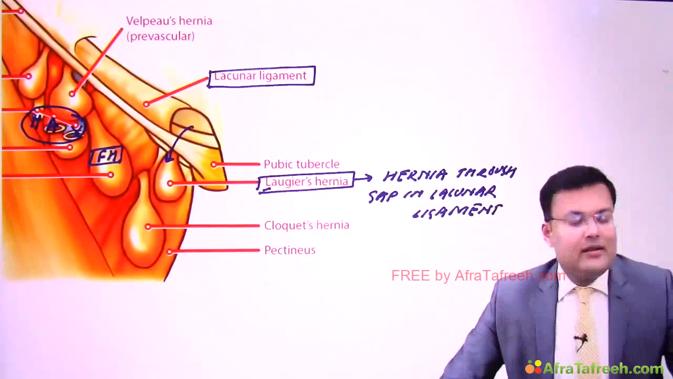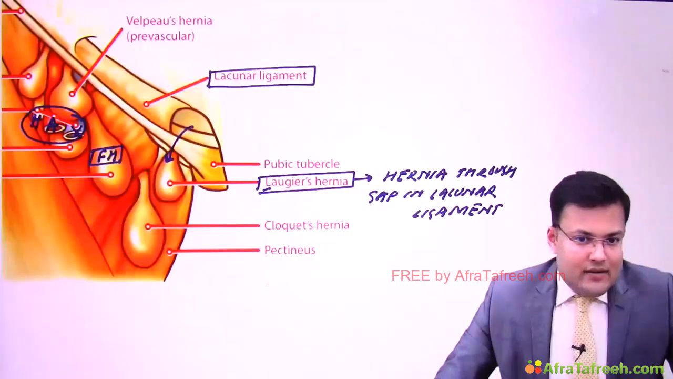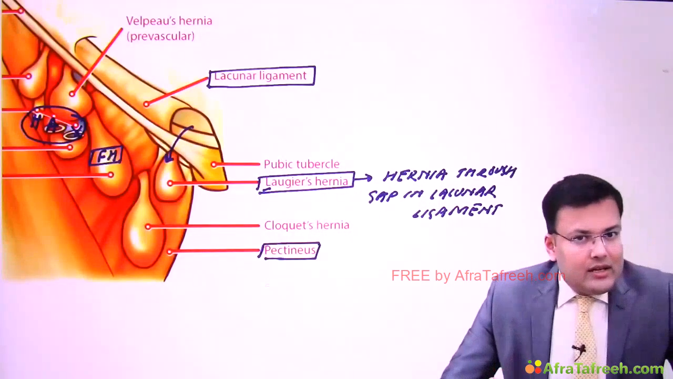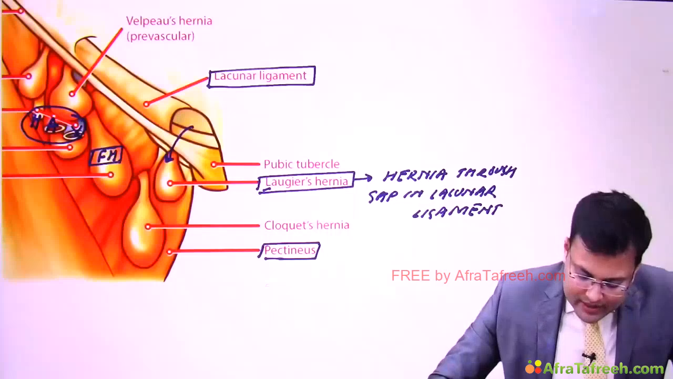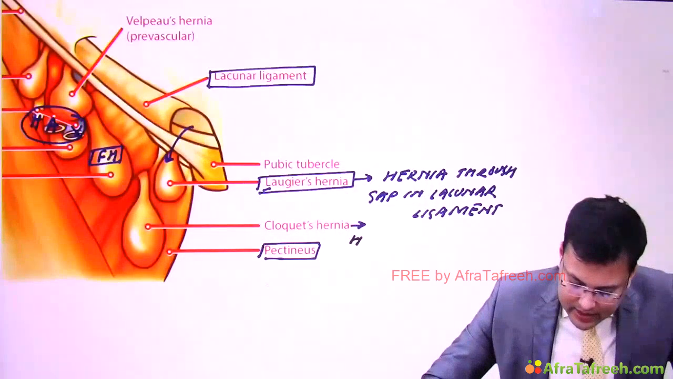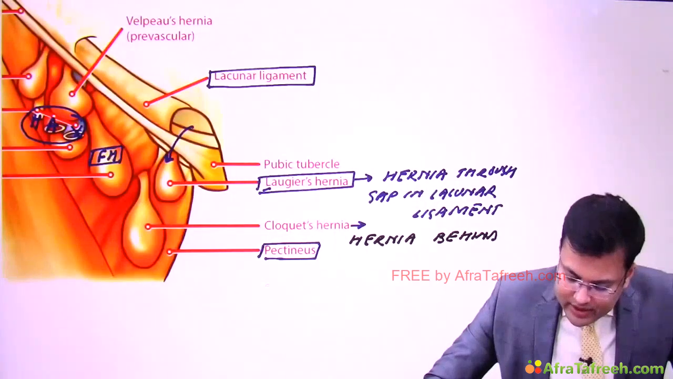Okay. Second, there is hernia behind pectineus fascia. Can you see, this is the muscle pectineus. So whenever there is hernia behind pectineus fascia, this is known as Cloquet hernia. So what is this Cloquet hernia? It is hernia behind pectineus fascia.